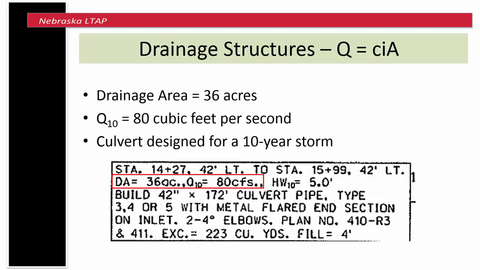In other words, there is a 1 in 10 or 10% chance that a storm will reach this intensity in any given year. Likewise, a 100-year rainfall event has a 1 in 100 or 1% chance of occurring in a year. A 50-year rainfall event has a 1 in 50 or 2% chance of occurring, and so on.